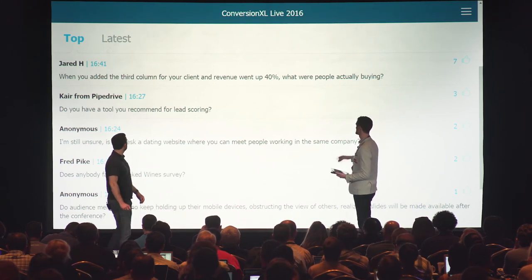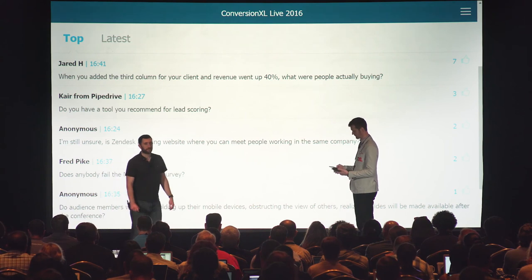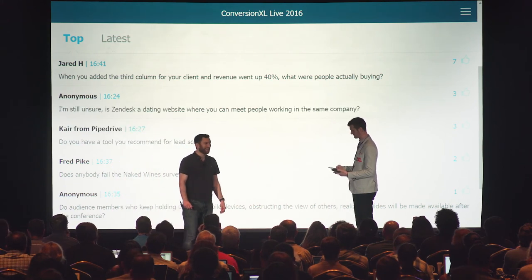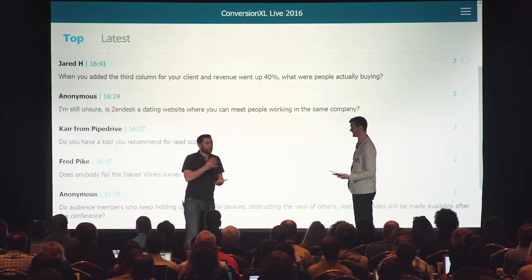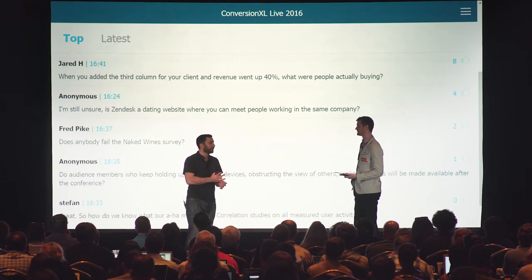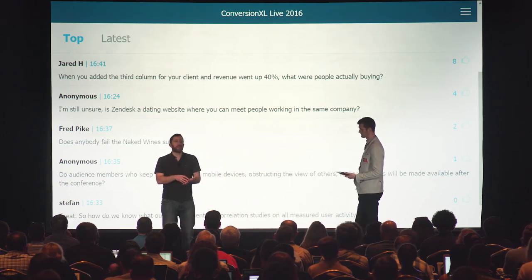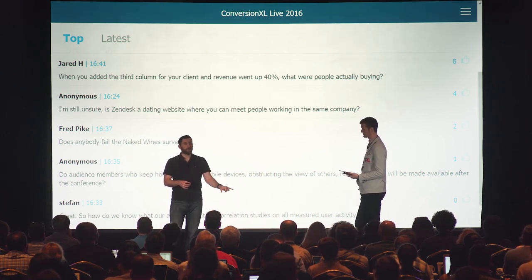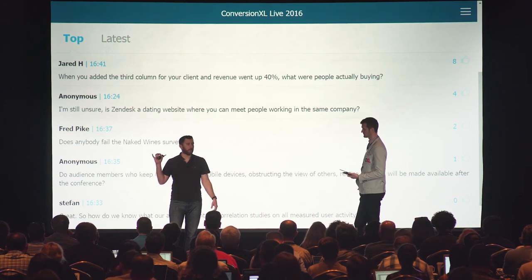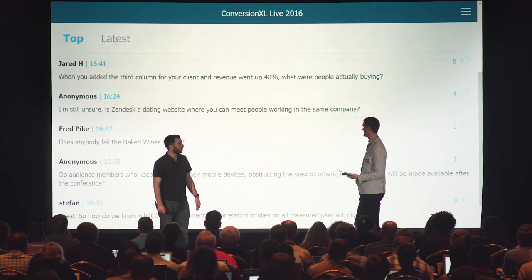Two last questions. Do you have a tool you recommend for lead scoring? No. It's completely dependent on what your business is. So you need to analyze your own data to see what that is. It depends on what data the client is giving you. If they're only giving you an email address, you have that to go on. Are people with a Gmail address less likely to sign up than people with a non-Gmail, non-Hotmail, non-God forbid, AOL address?